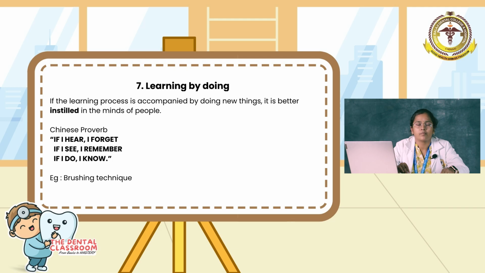The better example from our dental practices is brushing technique. Once a child or the parent is explained, they will just see it and they will just remember. Once they are asked to do, they will easily remember it and they can easily replicate the same. This is the 7th principle, learning by doing.